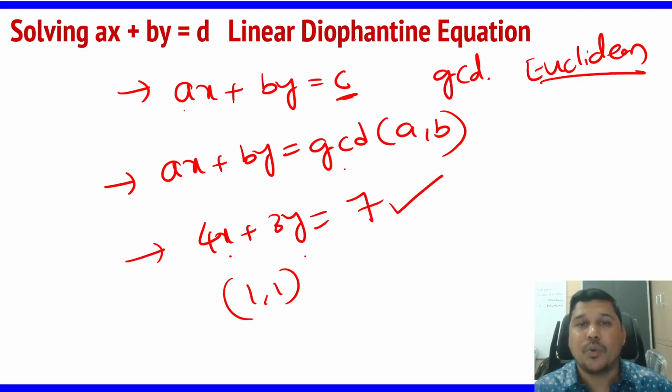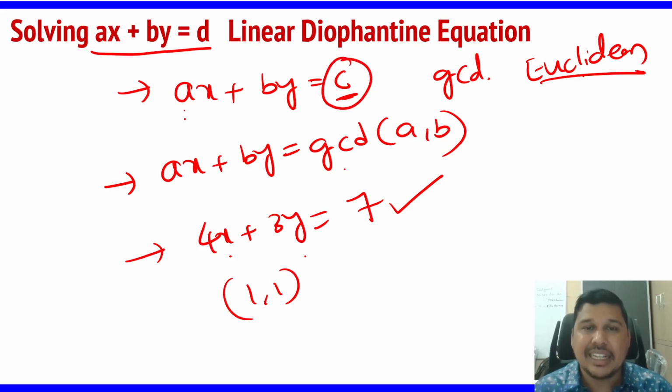So again, if I repeat, what is a Diophantine equation? Any equation of this form ax plus by equal to c, if it is in linear order, meaning x and y are in linear order, not quadratic equations but linear equations, then it is called a linear Diophantine equation. And it is said that an equation ax plus by equal to d has at least one solution. It can be found out using the Euclidean algorithm if this d is divisible by GCD of a comma b. That is the condition here.